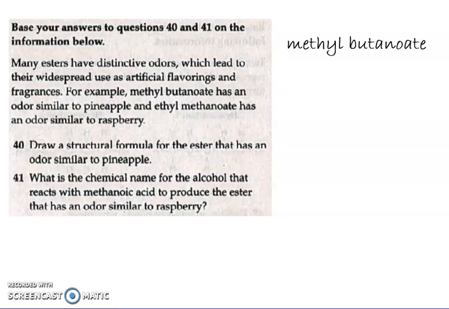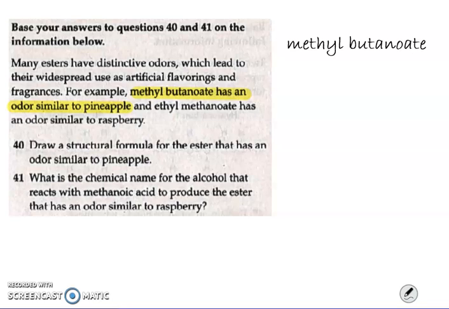This one says esters have distinctive odors. Methyl butanoate has an odor similar to pineapple. Ethyl methanoate has an odor similar to raspberries. Draw the structural formula for the ester that has the odor similar to pineapple. That one is methyl butanoate, so we want to draw methyl butanoate.